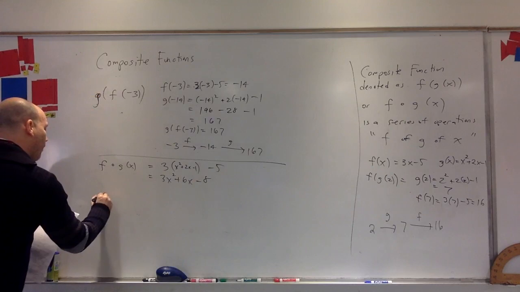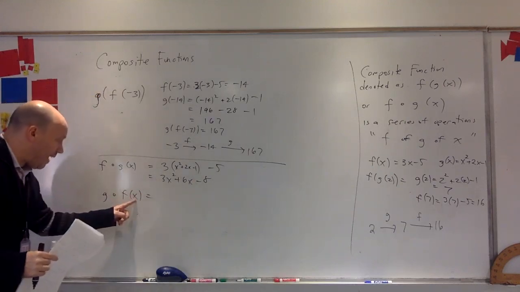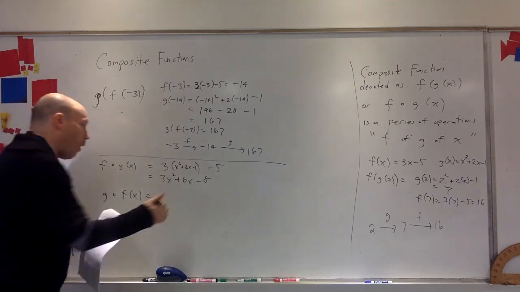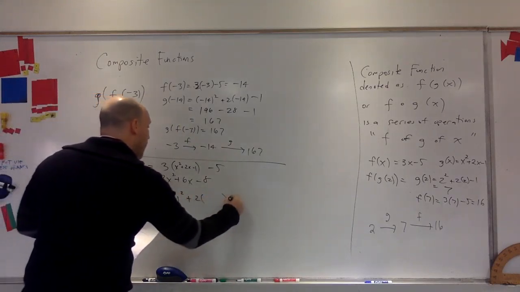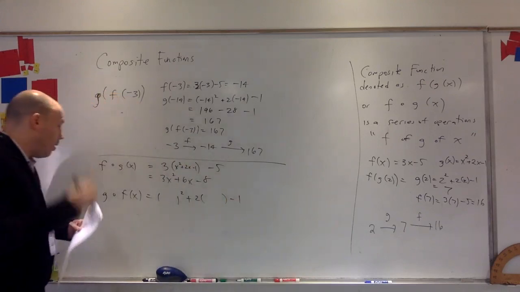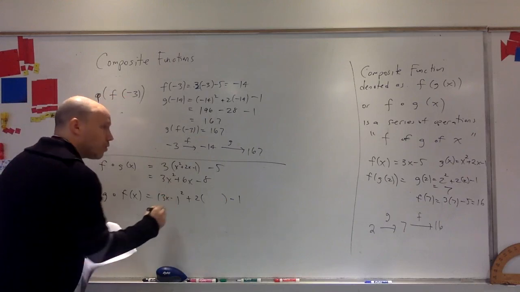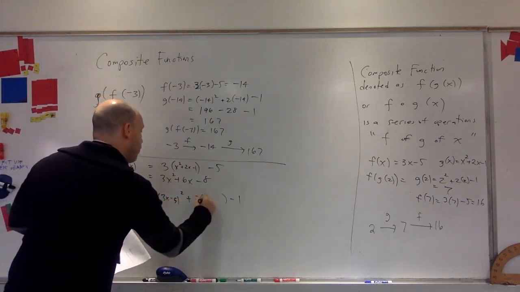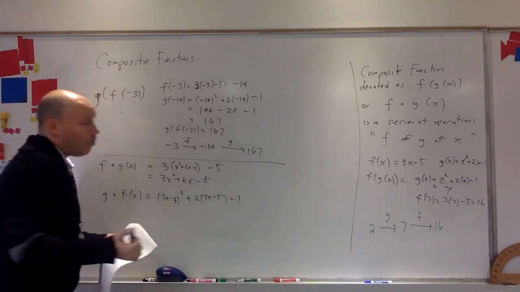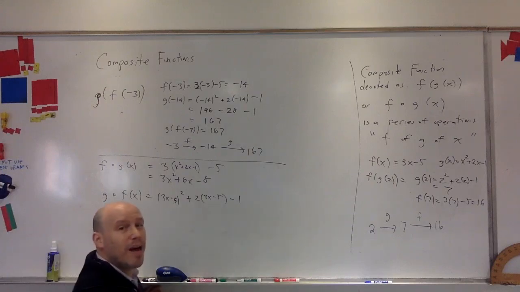What about g of f of x? No big deal. We're putting the f inside the g. Well, the g is something squared plus 2 times something minus 1. The f is 3x minus 5, right? 3x minus 5. Well, it's a little work. Let's see, we can do this, or you can speed it up quickly.